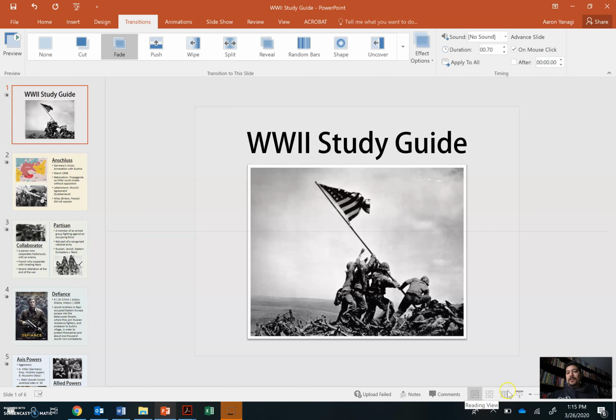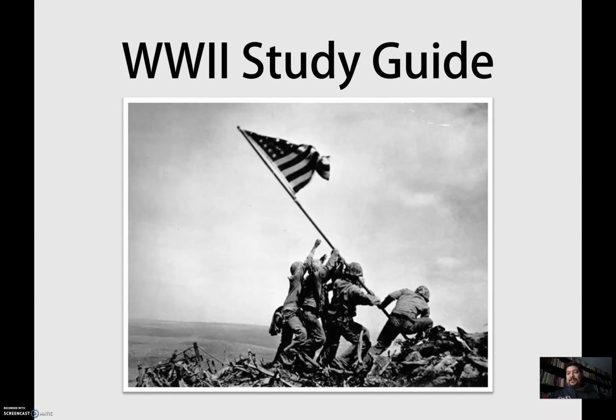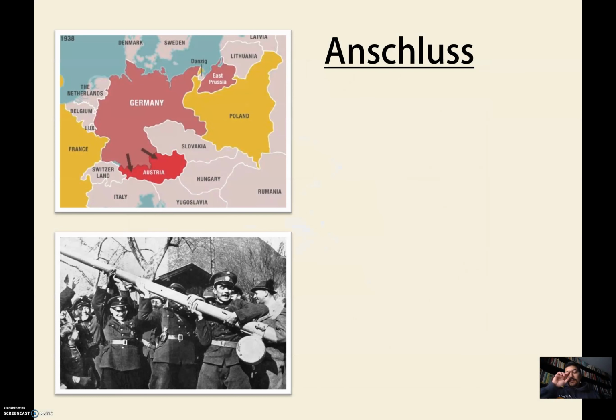When we look at the study guide, the first term I wanted to take is Anschluss. We talked about this word. It's a German word, and we talked about it when we did Hitler's lesson. At the very end of Hitler's lesson, Hitler uses this as a type of propaganda to avoid the perception that he's a bully. He does want to take land. He is going to violate the Treaty of Versailles. He is rearming Germany.